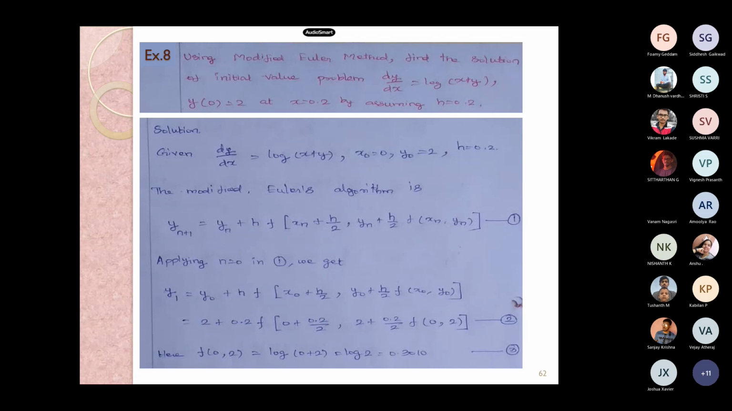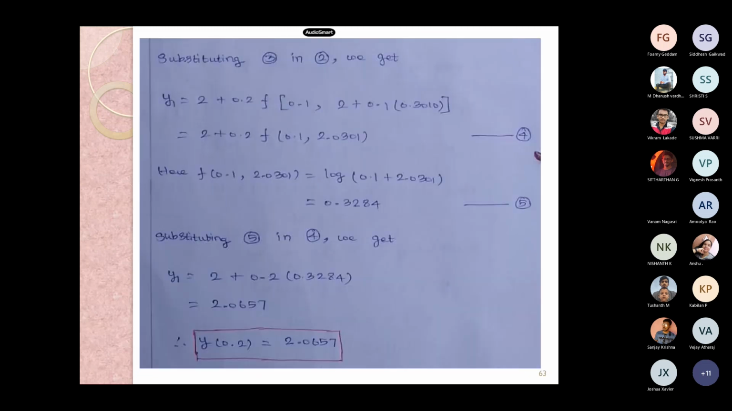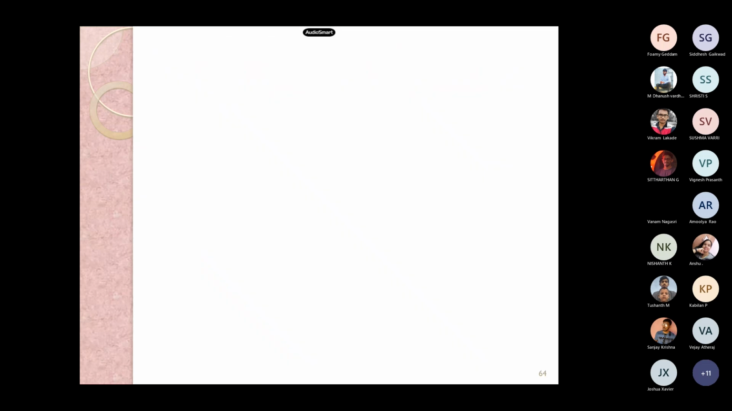Y of n plus 1 is equal to yn plus h into f of xn plus h by 2, comma yn plus h by 2 into f of xn, comma yn. And apply when n is equal to 0. Do not confuse modified with improved. We used various suffixes, and you remember those suffixes, and don't make confusion with these three different formulas. And our y1 becomes, be conscious, the approach with log and ln is entirely different. And y2 is equal to 2.0657.